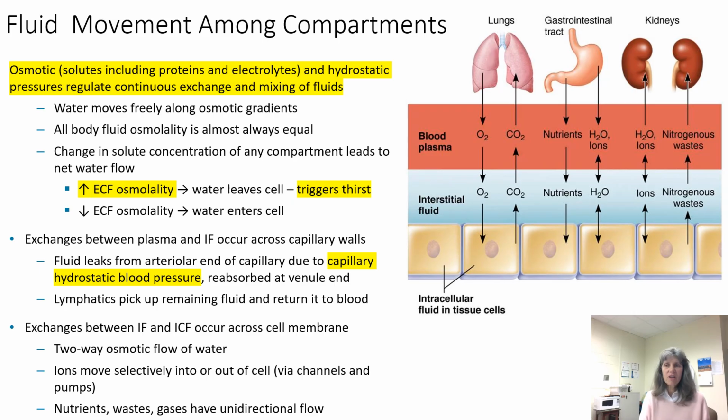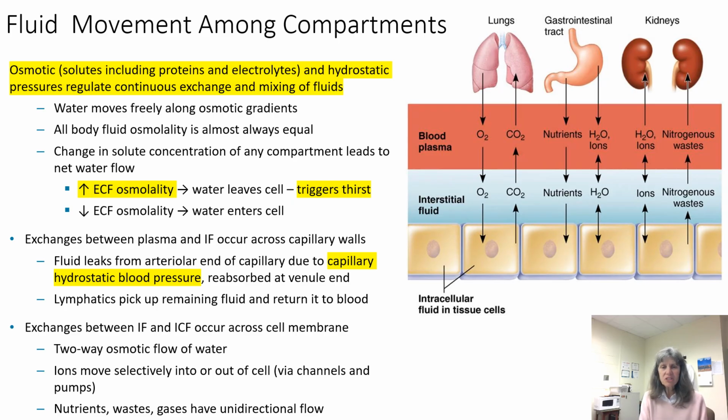So if a person's solute concentration outside the cells increases, then the water is going to move from the cell outside the cell, and again, that's going to trigger our thirst mechanism because we have osmoreceptors which detect changes in osmolality. If we have a decrease in extracellular osmolality, that means that there's a greater concentration of water outside the cells, and that means that water is going to go into the cells.